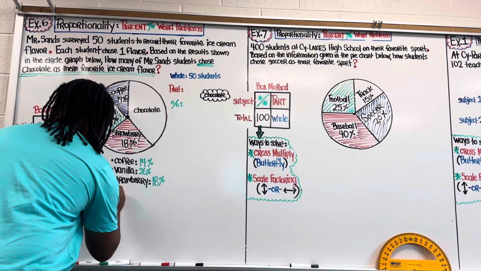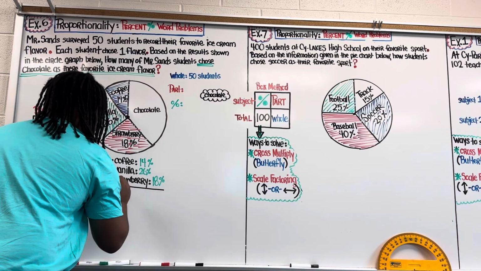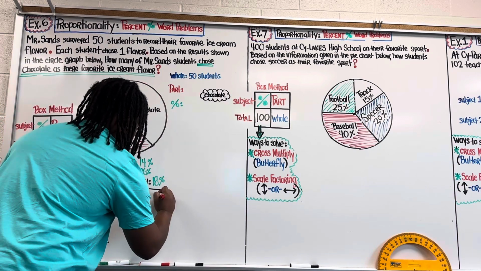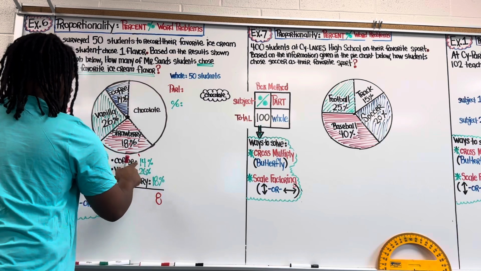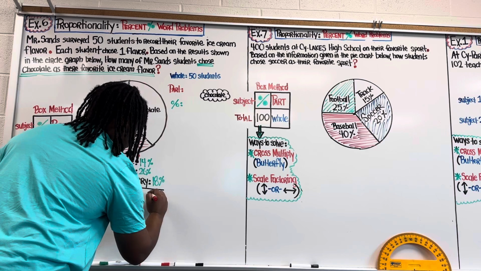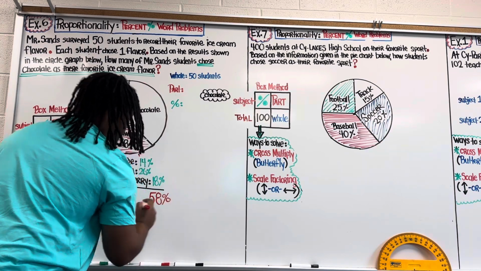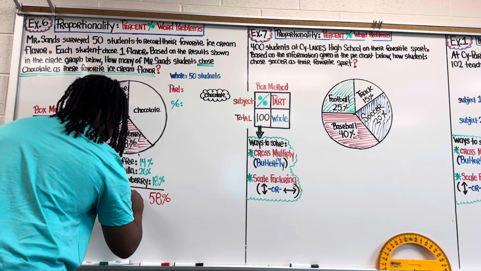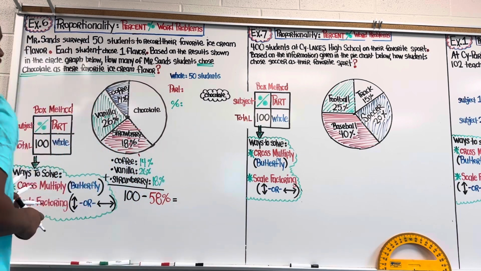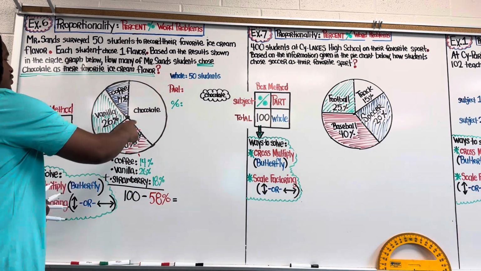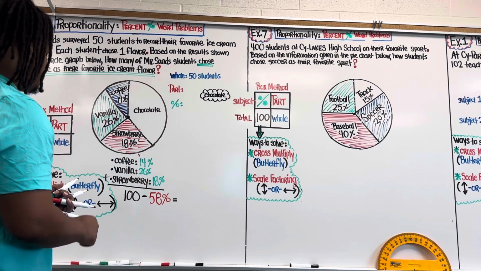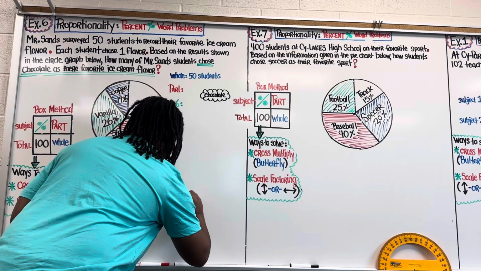So let's go ahead and do that. I'm going to add those up. 4 plus 6 is 10, plus 8 is 18. I'm going to carry the 1. 1 plus 1 is 2. 2 plus 2 is 4. 4 plus 1 is 5. So 58%. And then I must subtract this from 100 in order to find out the percentage of students that chose chocolate. 100 minus 58 is 42. 42.